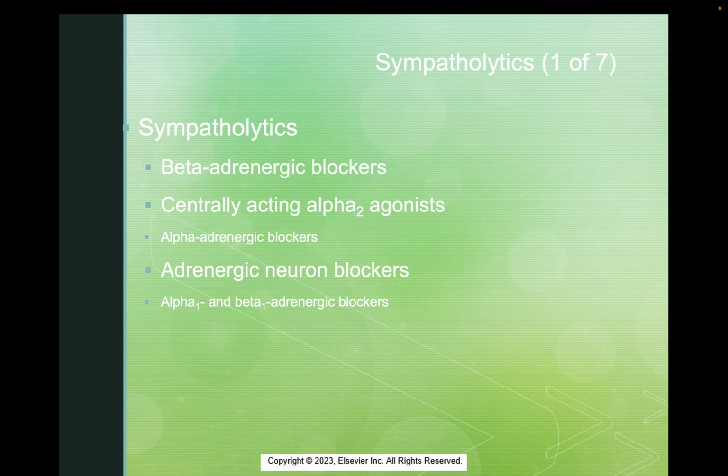So beta adrenergic blockers reduce cardiac output by diminishing the sympathetic nervous system response. And so in effect, sympatholytics are beta adrenergic blockers, centrally acting alpha 2 agonists, alpha adrenergic blockers, adrenergic neuron blockers, and alpha and beta adrenergic blockers. Specifically, your pharmacology book tells you what each one of those drugs are, but as a class, those are known as sympatholytics. We'll go through each one of these as we go here.